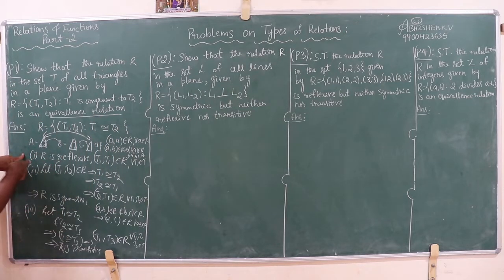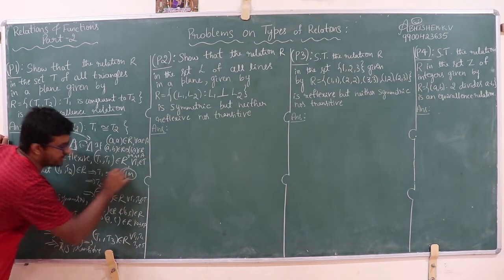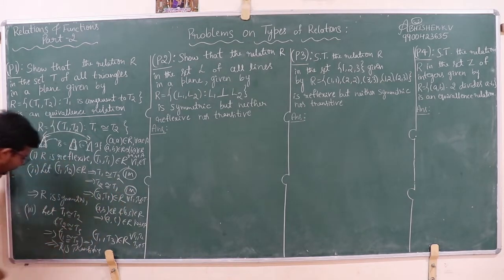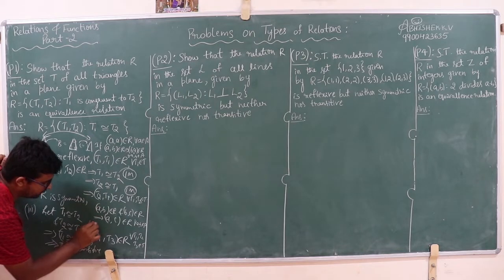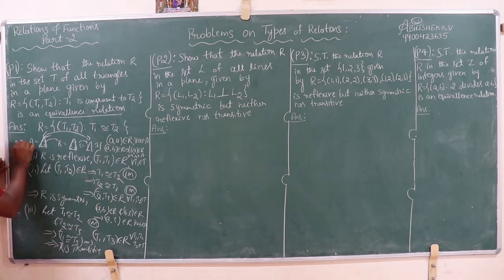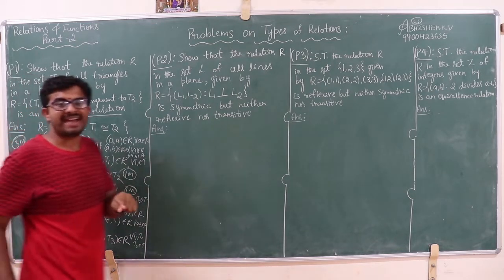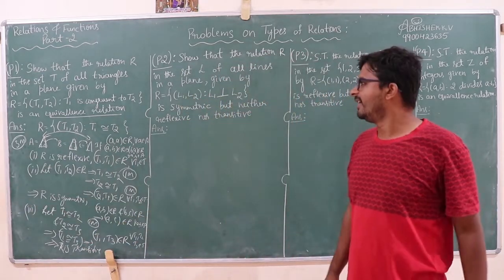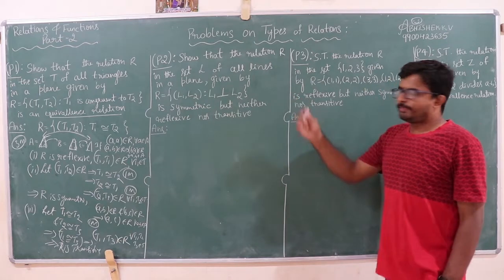To prove reflexivity, you have 1 mark. To prove symmetric, again 1 mark. To prove transitivity, again 1 mark. So this is a problem for 3 marks. Examiners like to ask these types of questions in your annual examination. I hope you are all getting this. Yes. Look at the next problem.